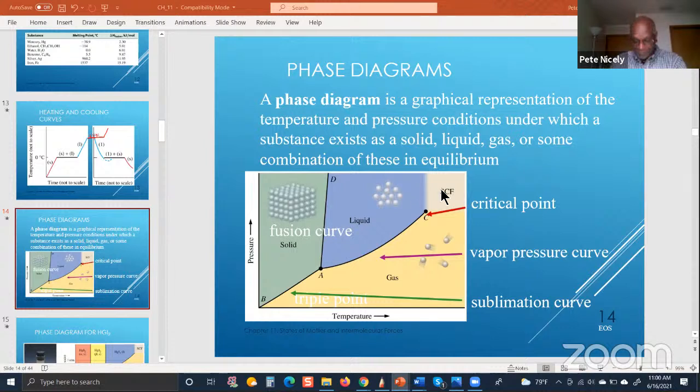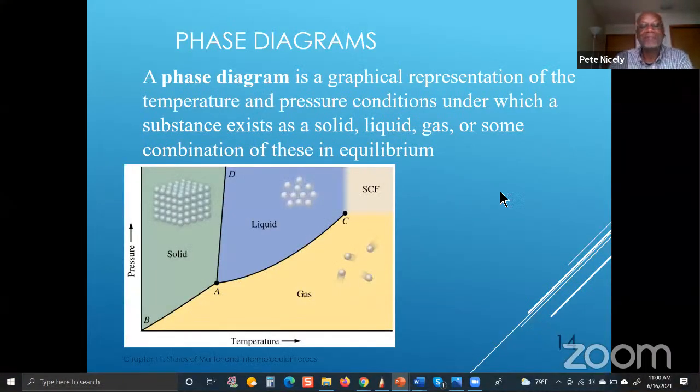Okay, so we're going to talk about this diagram right here. It's called a phase diagram. And basically, as you can see, it's a plot of pressure versus temperature.